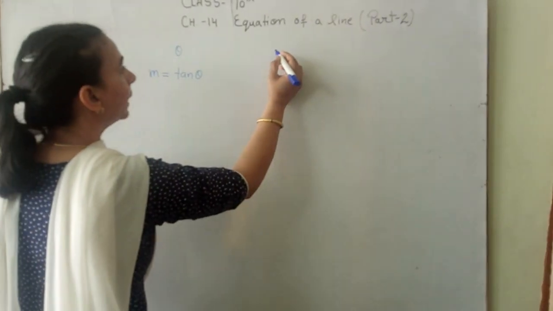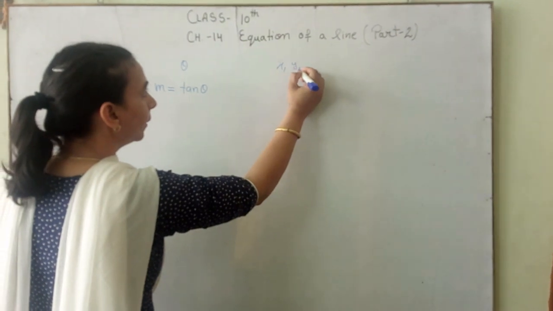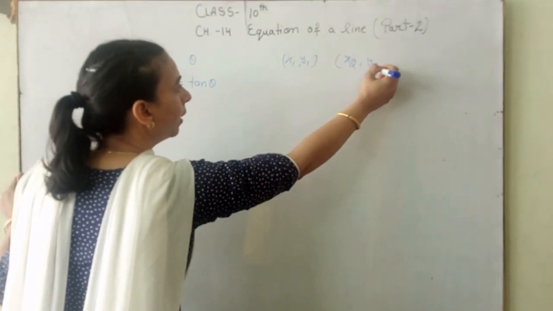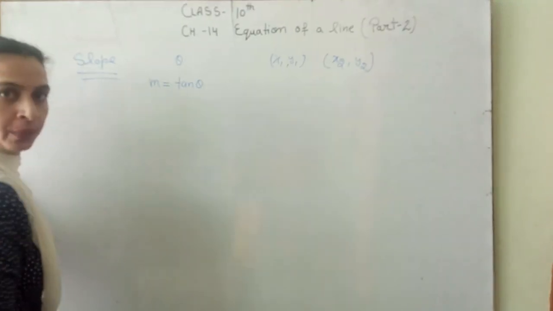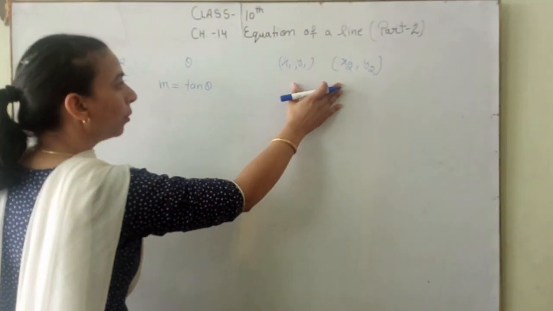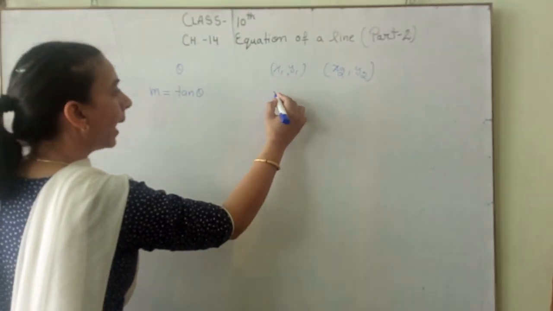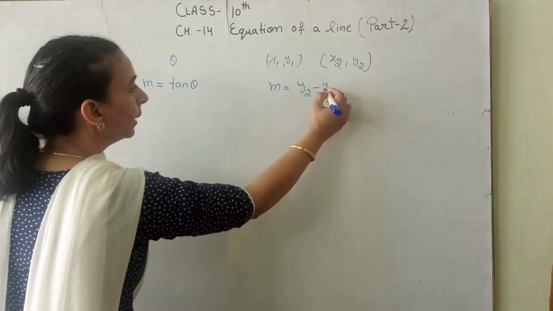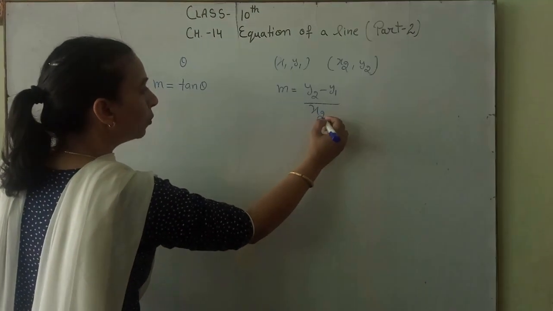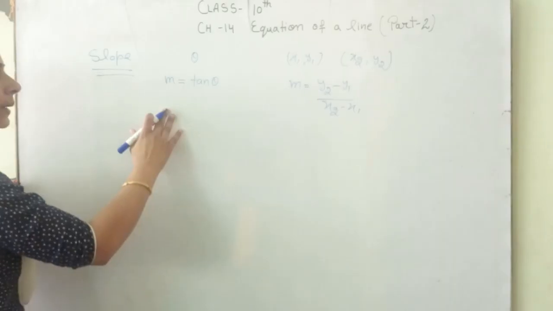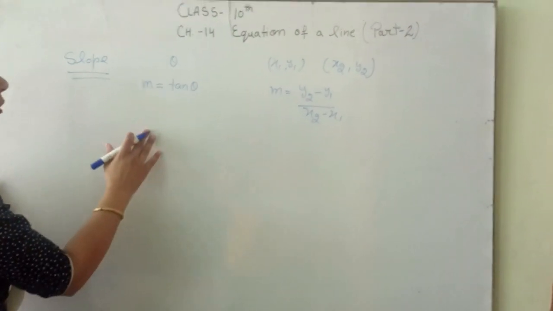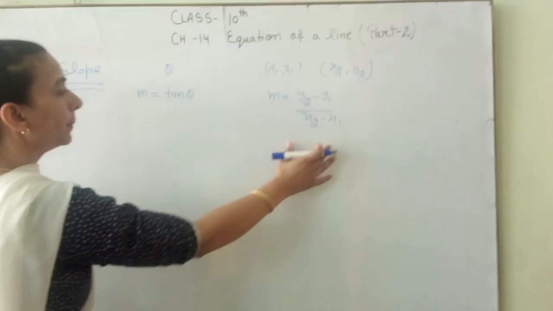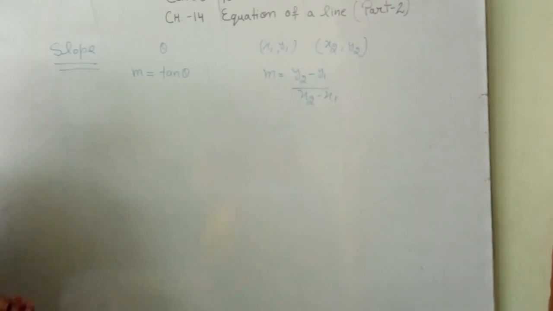And the second method: if there are 2 points x1, y1 and x2, y2, and a line passes through these 2 points, then we find slope by these 2 points: m, meaning slope, equals (y2 minus y1) divided by (x2 minus x1). This is the second method for finding slope. If 2 points are given, then we use this method. If theta is given, then we use the first method.